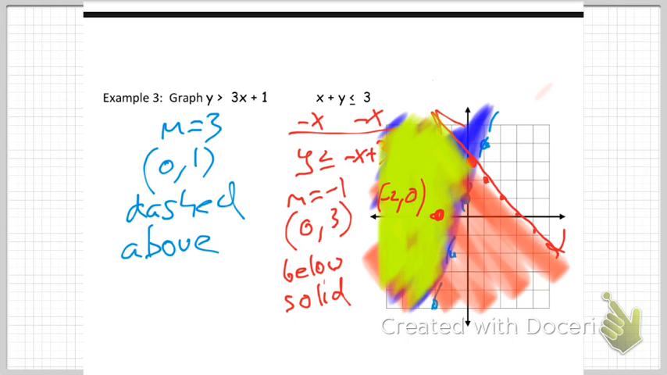Alright, so go ahead and try example 4 on your own. When you finish that, the work problems to go with this are 4.6 in your packet.